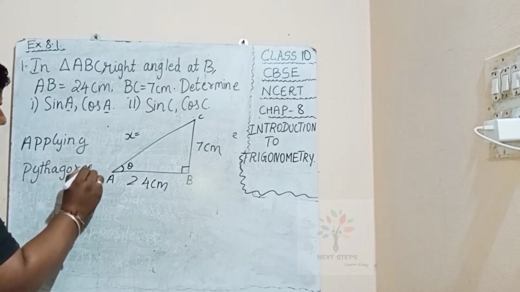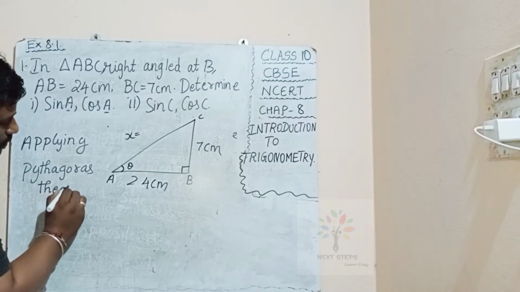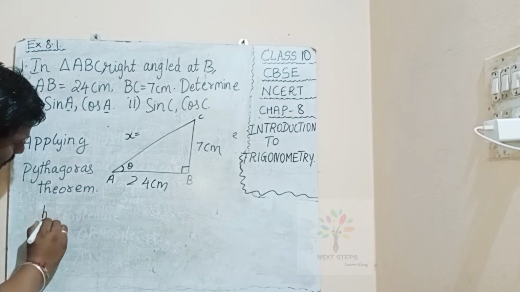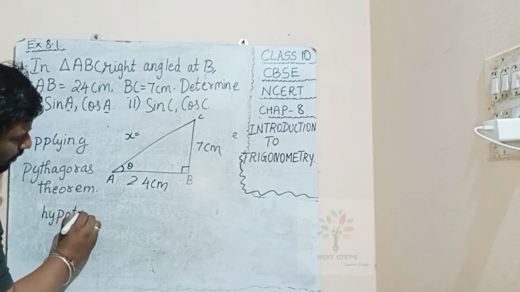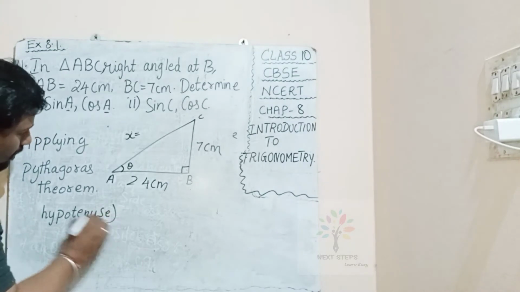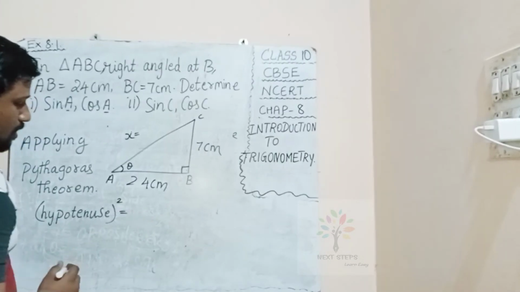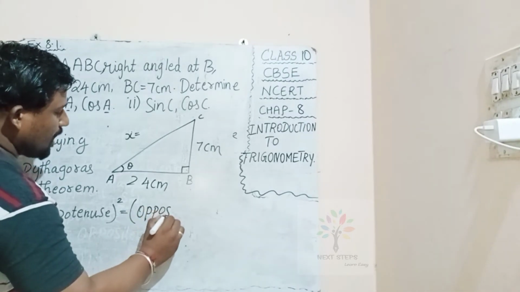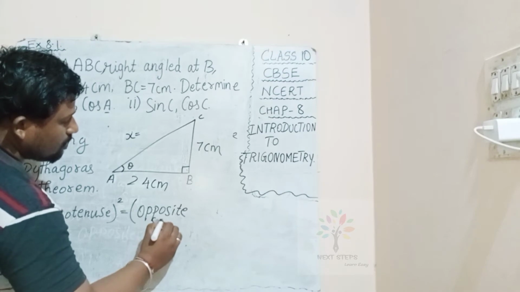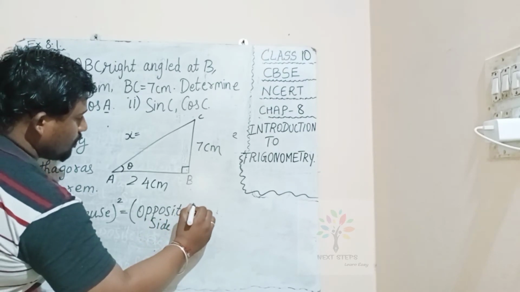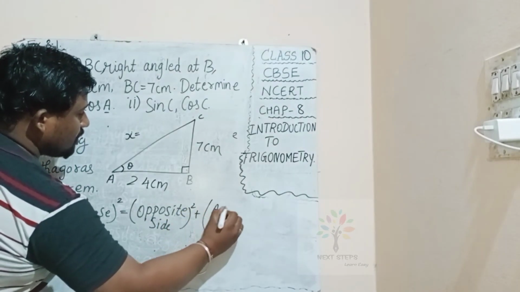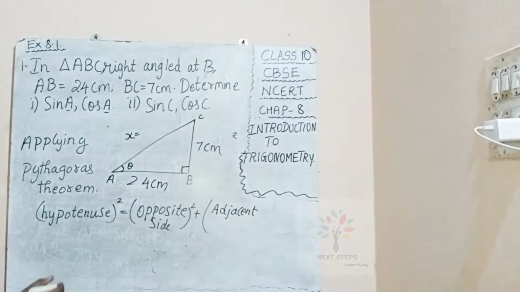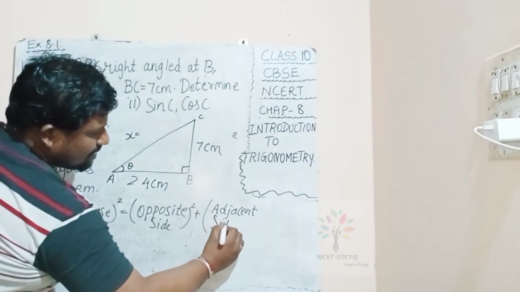Pythagoras theorem. So what does the Pythagoras theorem represent? The square of the hypotenuse will be equal to the square of the opposite side plus the square of the adjacent side.